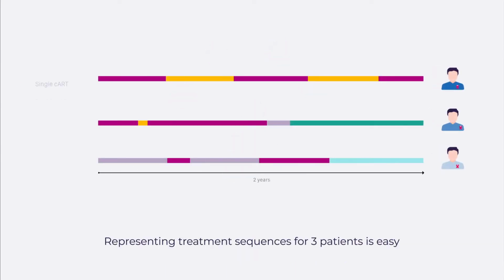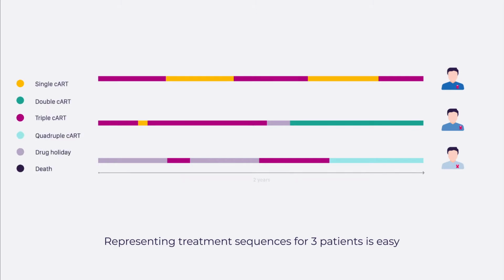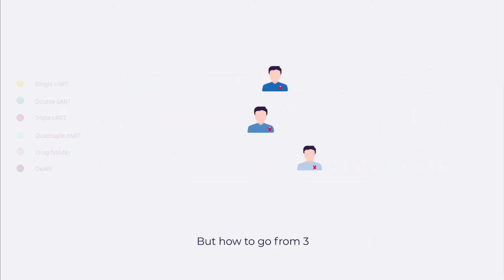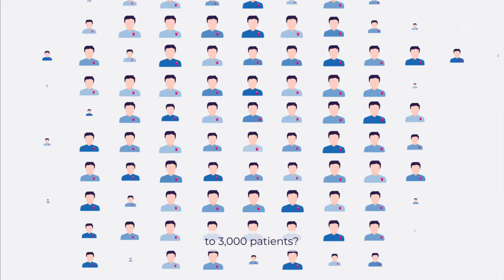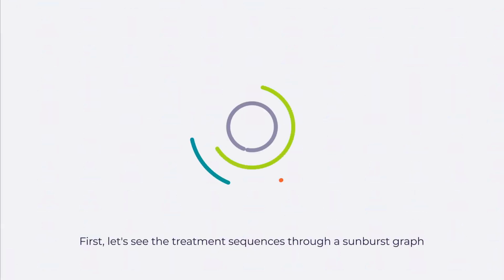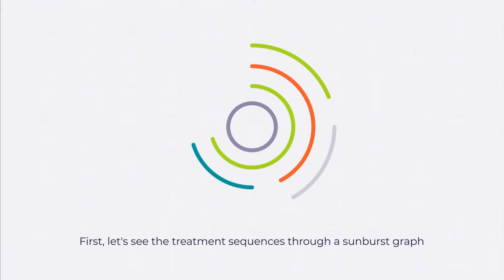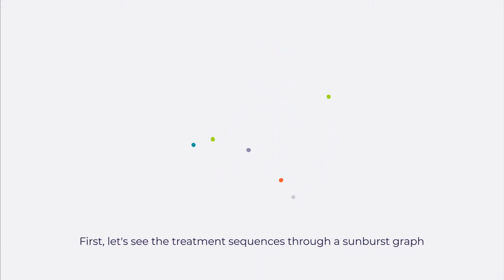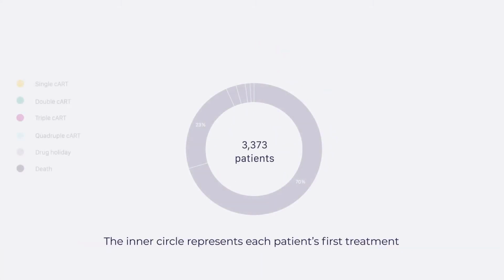Representing treatment sequences for 3 patients is easy. But how to go from 3 to 3,000 patients? First, let's see the treatment sequences through a sunburst graph. The inner circle represents each patient's first treatment.